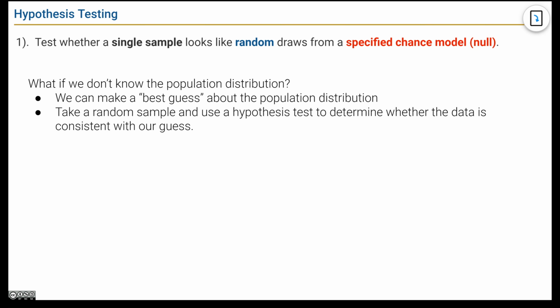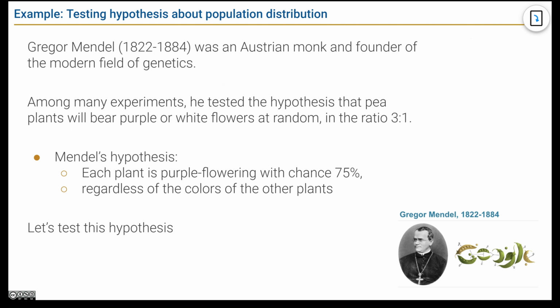What if we don't know the population distribution? What if we want to make our best guess, take a random sample, and then use a hypothesis test to see how good our guess was? We can do this in the context of an actual historical data set. This was data gathered by Gregor Mendel, who's basically considered the founder of the modern field of genetics.